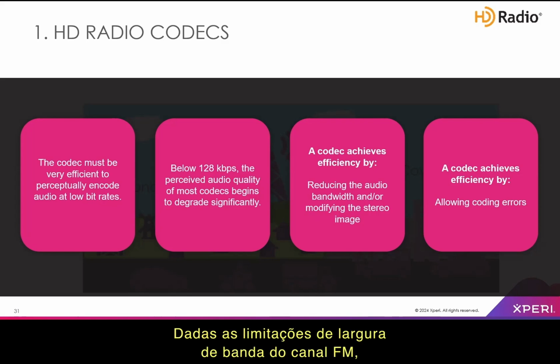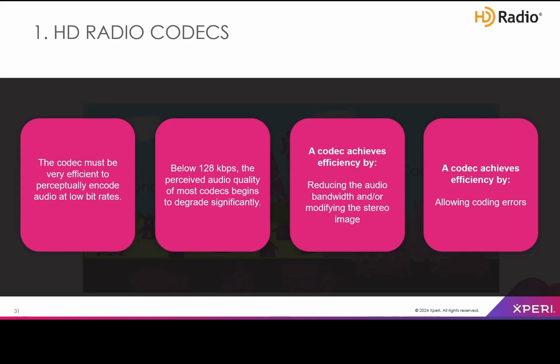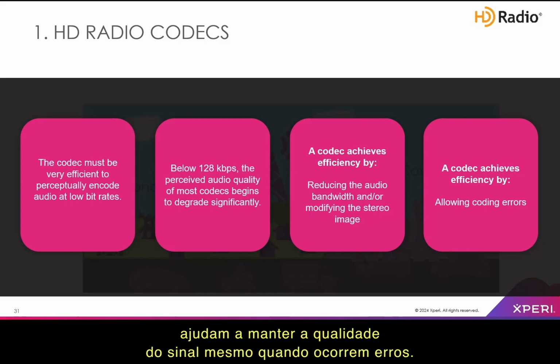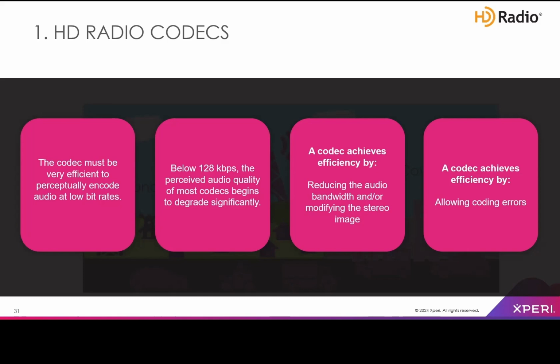Given the FM channel bandwidth limitations, HD Radio employs the HDC codec to compress the digital bit stream to a maximum of 96 kilobits per second, ensuring audio quality comparable to CDs. The codec's error concealment techniques help maintain signal quality even when errors occur.